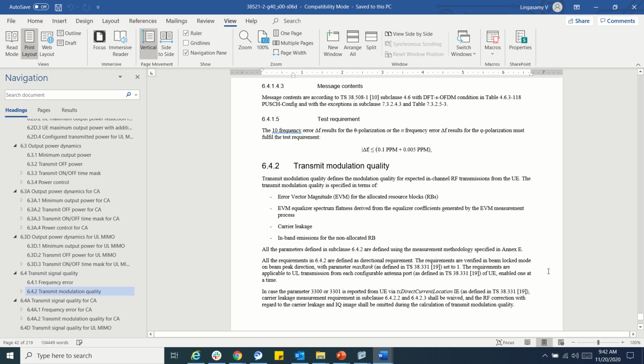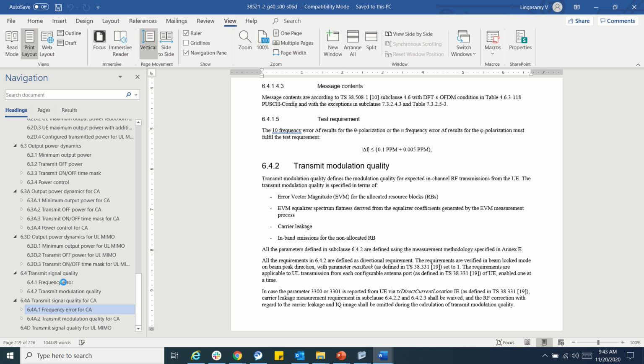You can see here in transmit modulation quality. Modulation quality ultimately means EVM, error vector magnitude, will come into picture, and carrier leakage and in-band emission will also come into picture, because these are all modulation quality. If modulation is proper, you will not get the error vector magnitude beyond a certain limit, and the emission within the band will not happen. So this kind of stuff can be measured.